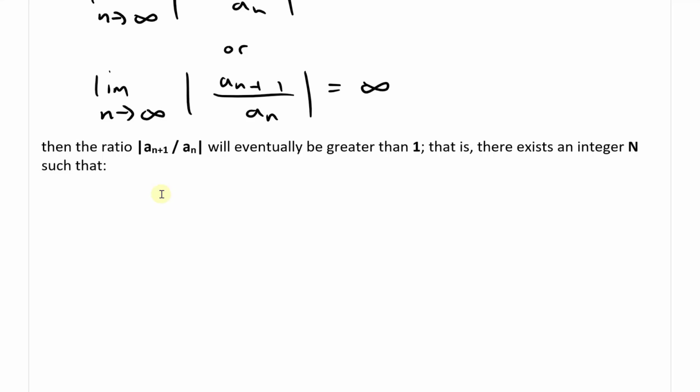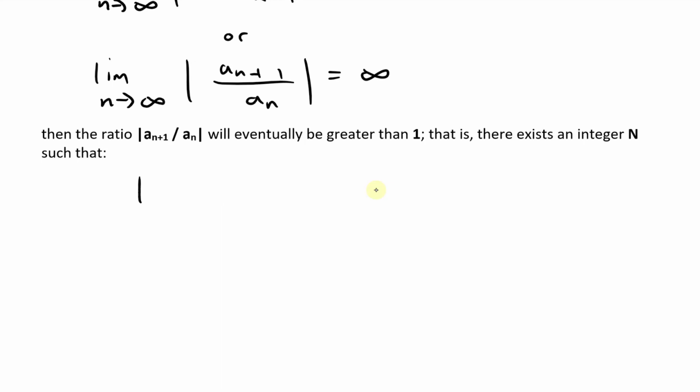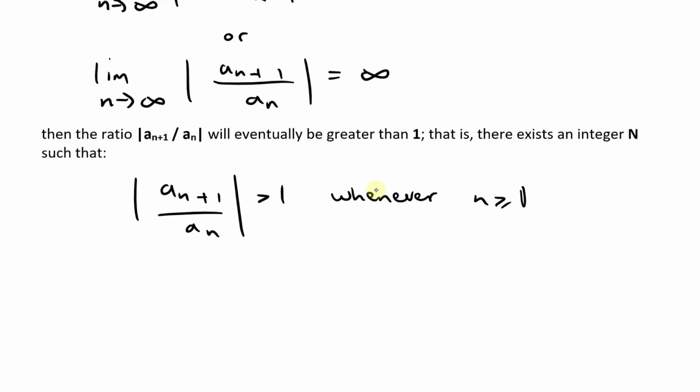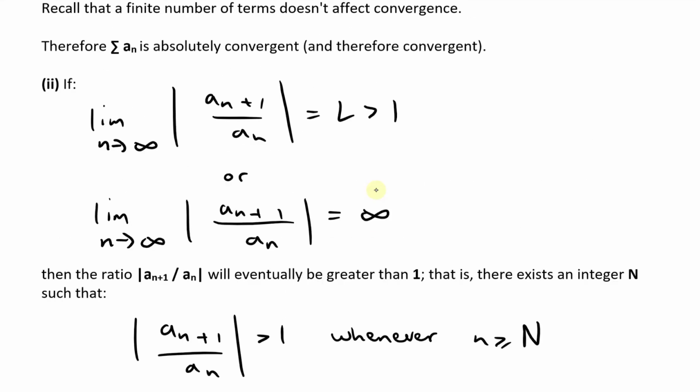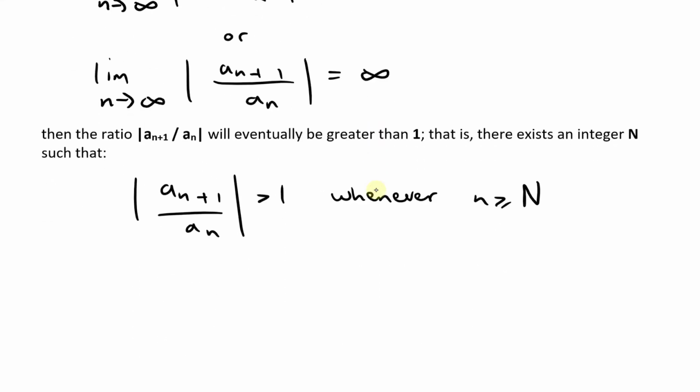It's pretty much writing generally abstract statements in direct mathematical ways. So if we have this scenario, the absolute value of an plus 1 over an is going to be greater than 1 eventually, whenever n is greater than or equal to some integer capital N. So eventually that's going to happen because we know that the limit is greater than 1 or goes to infinity. In either case, it's going to be greater than 1 eventually.